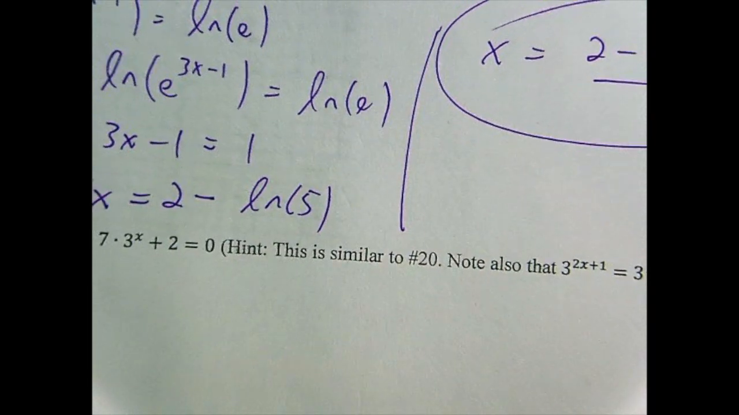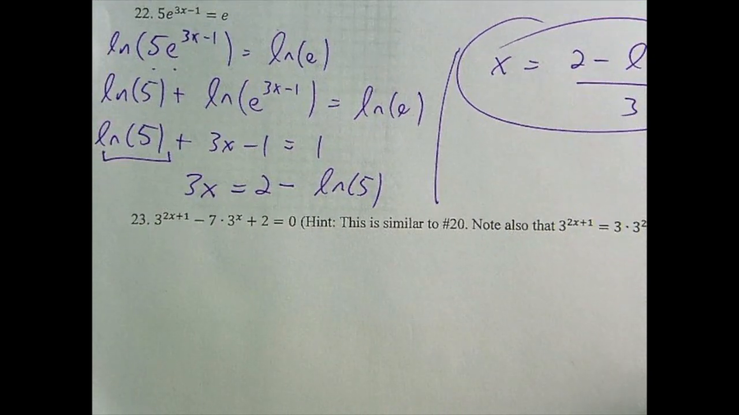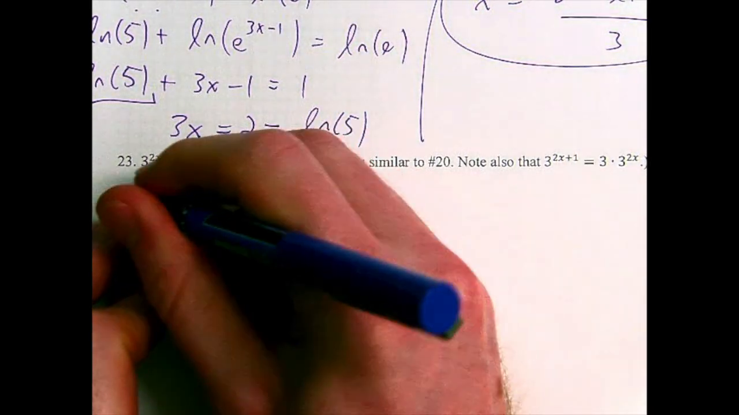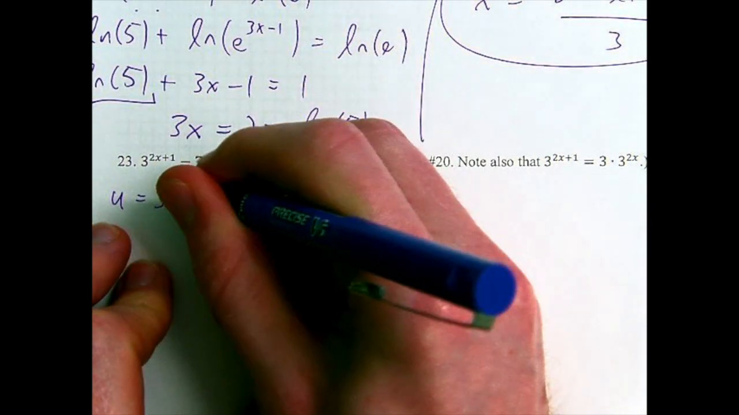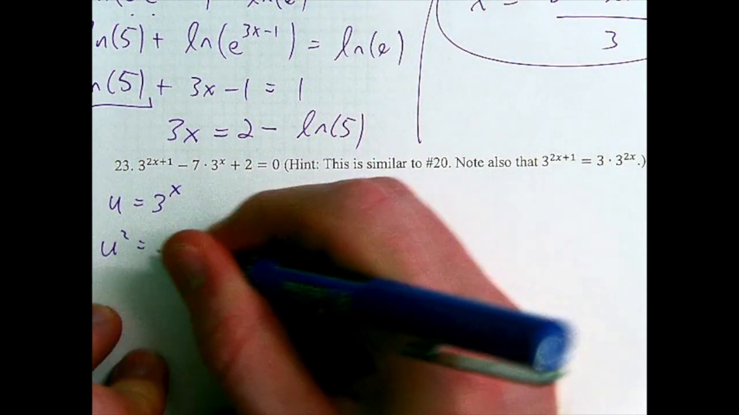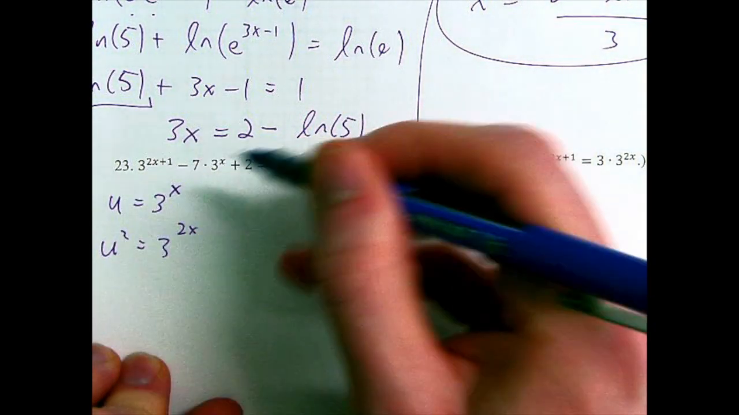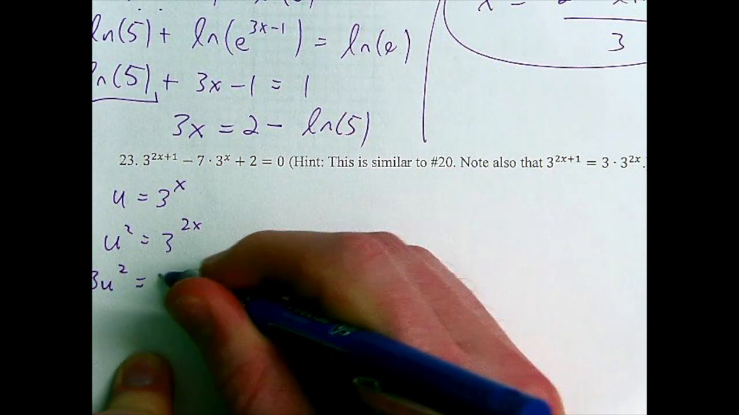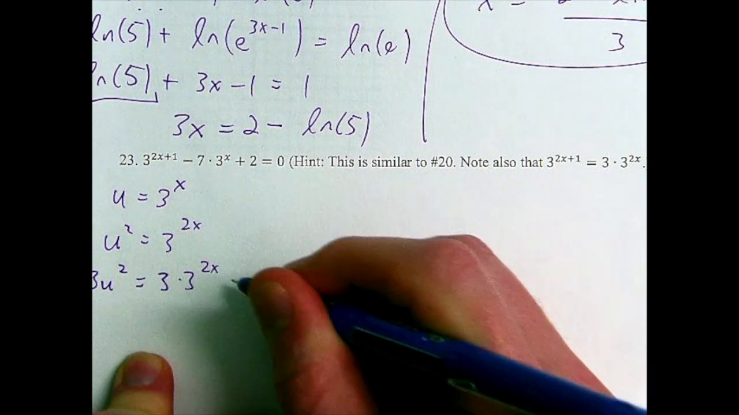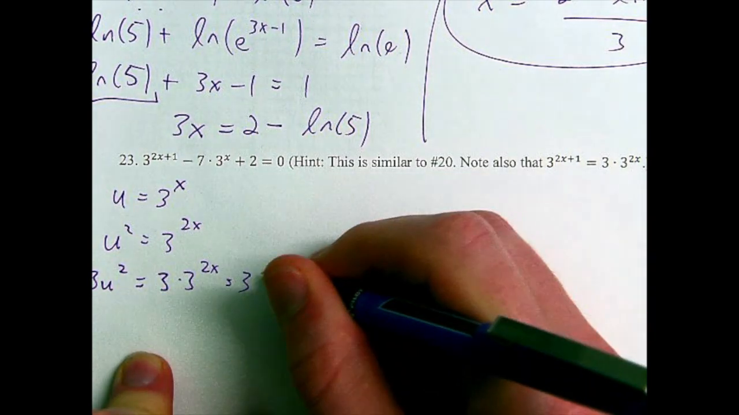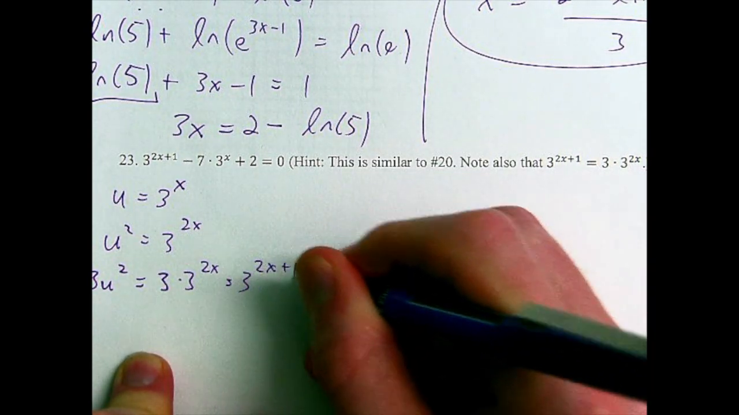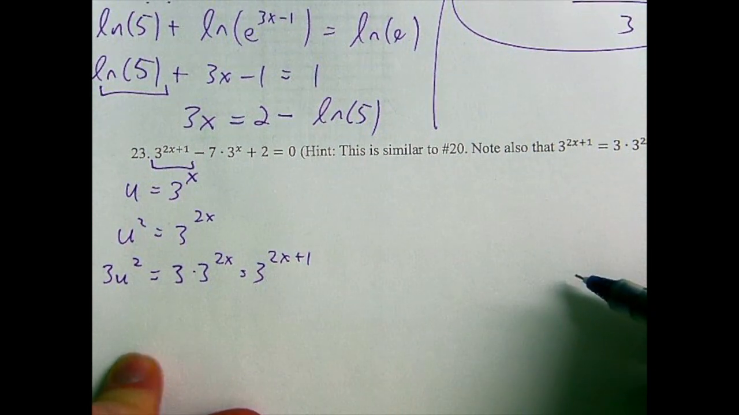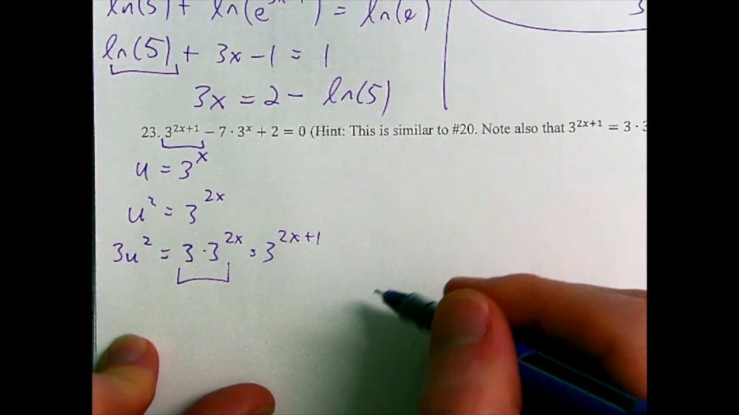Jeez. Another one of these. Okay. So let's see. Make the substitution u is equal to 3 to the x. Then u squared is equal to 3 to the 2x. If you multiply both sides by 3 here, you get 3u squared is equal to 3 times 3 to the 2x, which is equal to 3 to the 2x plus 1. In other words, this expression here is just 3 to the 2x plus 1. Or if you like, it's this. I think it's better to replace it with that.